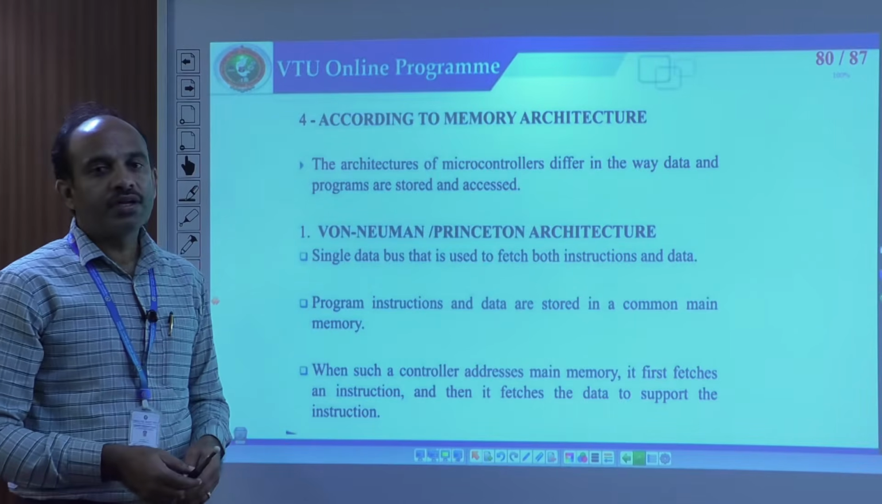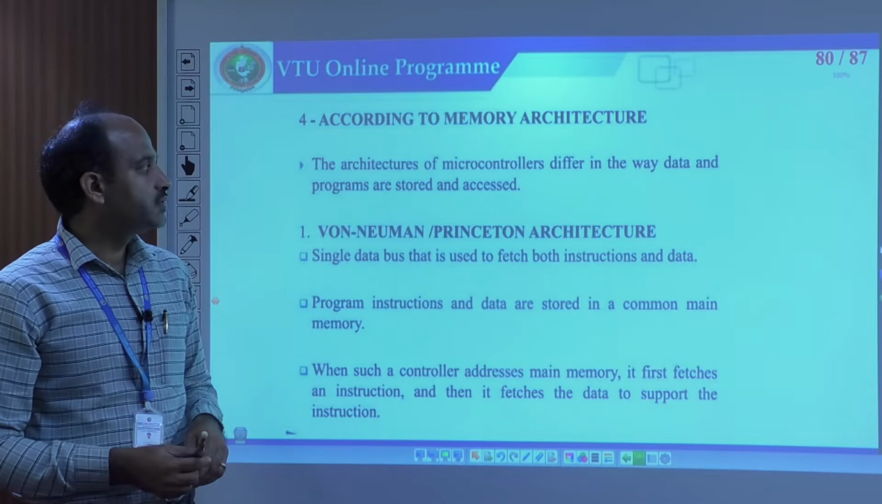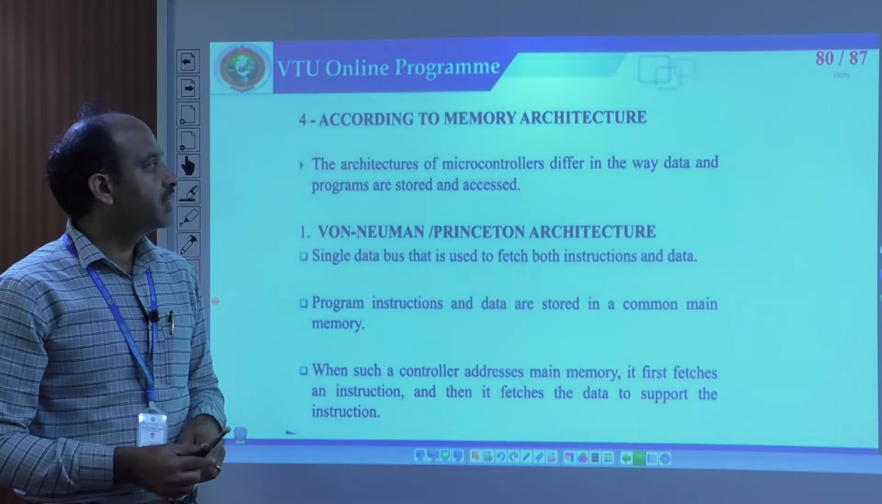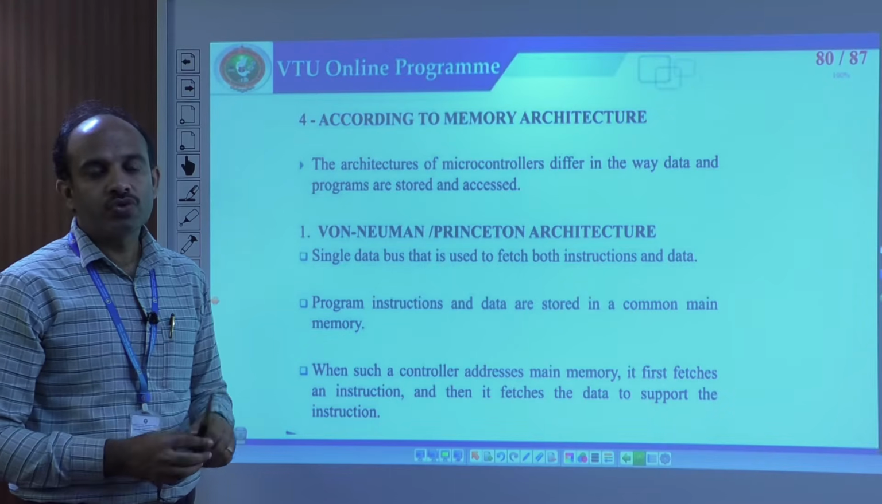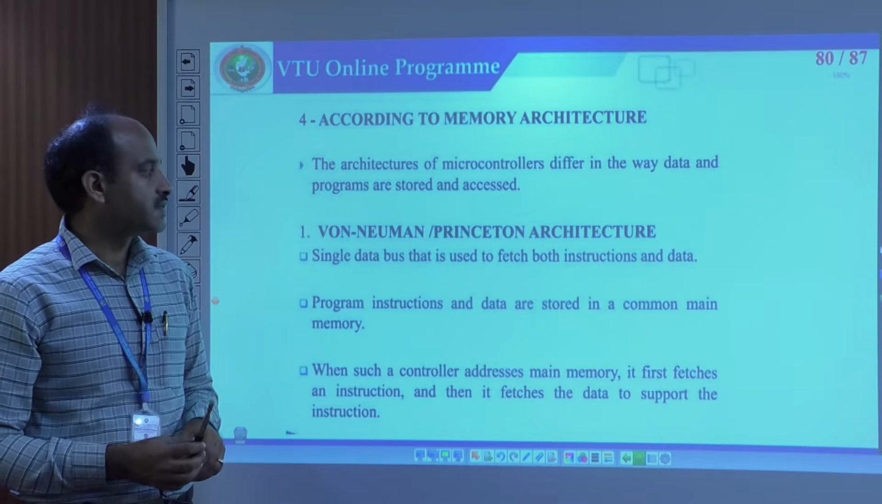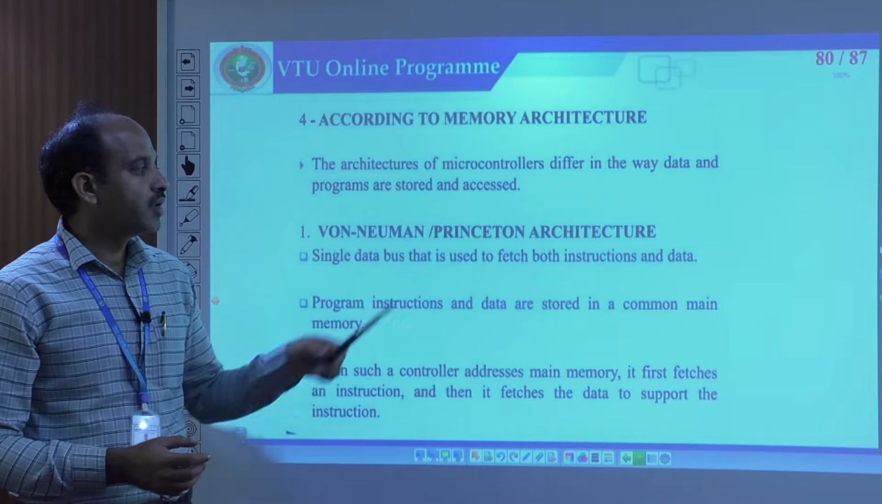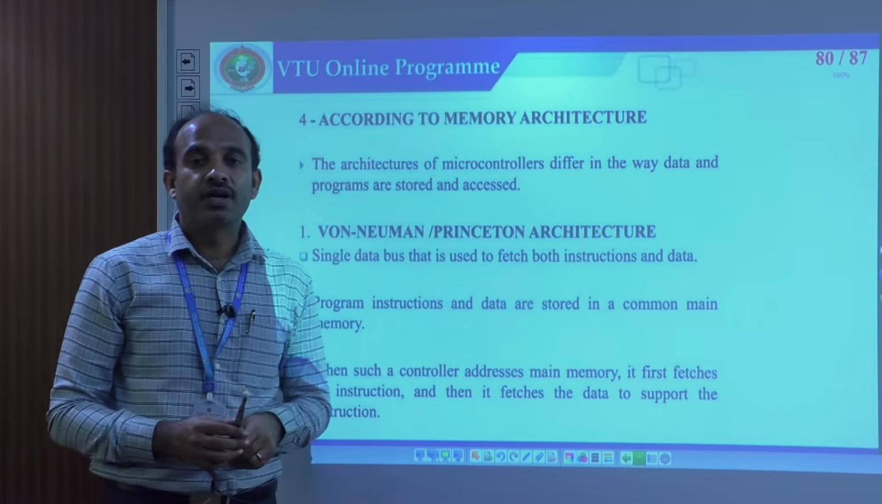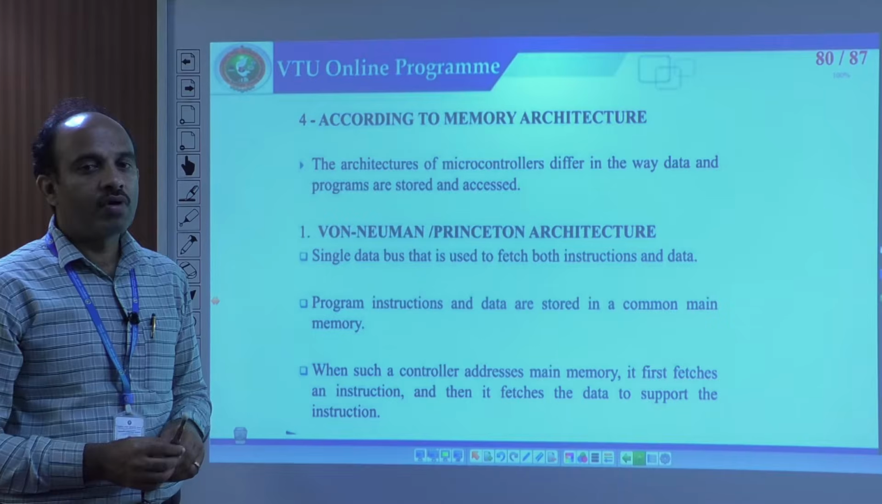According to the memory architecture, these are the two examples. The architectures of microcontrollers differ in the way the data and programs are stored and how you want to access them. The first one is von Neumann, which we also call Princeton architecture.